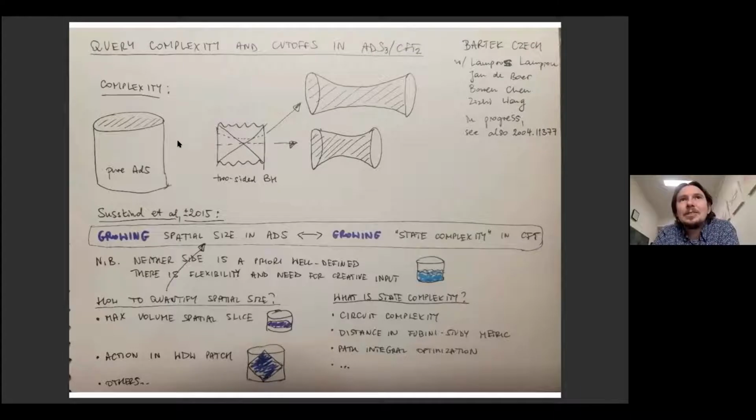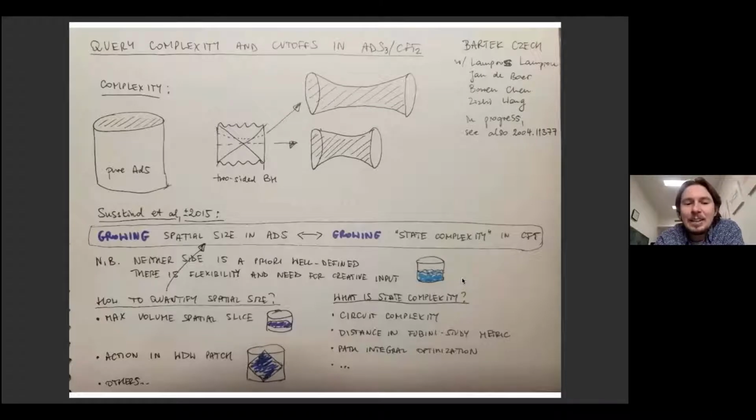And there should be an answer to that question because these are such compellingly simple objects or quantities from the gravity point of view. And so Lenny Susskind and others around 2015 said that spatial sizes in ADS should be related to state complexity in the CFT. And here I have a reminder to say glass half full, half empty. So I'm about to comment on this proposed correspondence in a typical glass half full, half empty fashion.